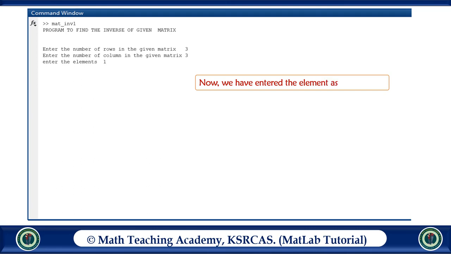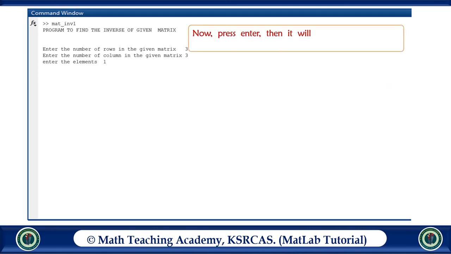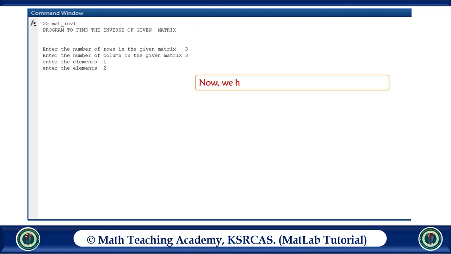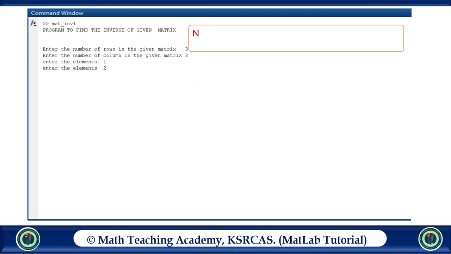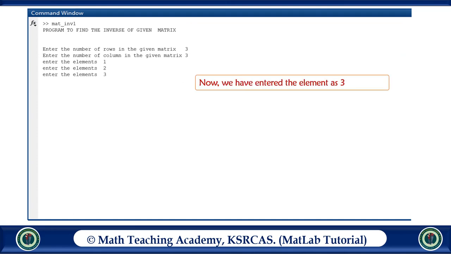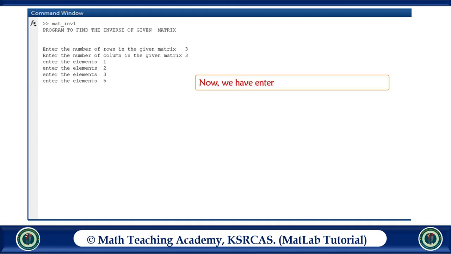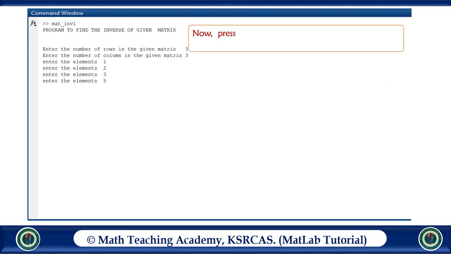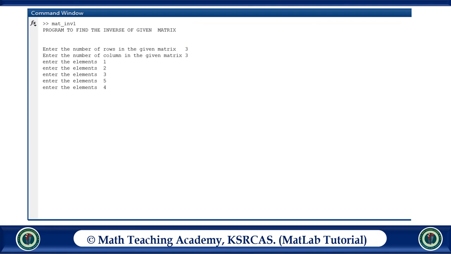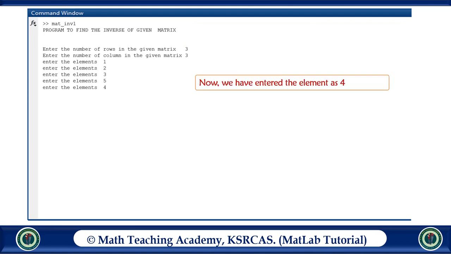Now 1 has been entered as the element. Now press enter, then it will ask you to enter the elements again. Now the number 2 has been entered as the element. Now 3 has been entered as the element. Now 5 has been entered as the element. Now 4 has been entered as the element.